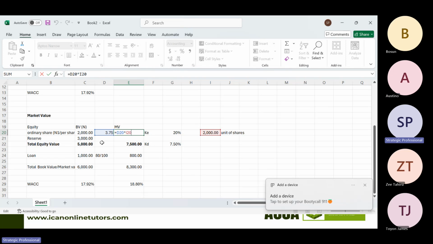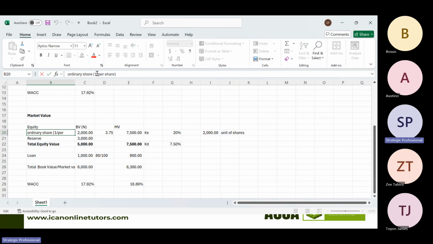Yes, it's a unit of shares we multiply by the market value. That's what we did. If you notice, look at the Excel. It's multiplying I20, and I20 is 2,000 units of shares, right? Multiplied by the market price, whether naira or whichever way. But most times let's just stick to dollar, because this is ACCA now, so everything is dollar or pounds. So let's just work with dollar, which is $3.75, right? So that's that.